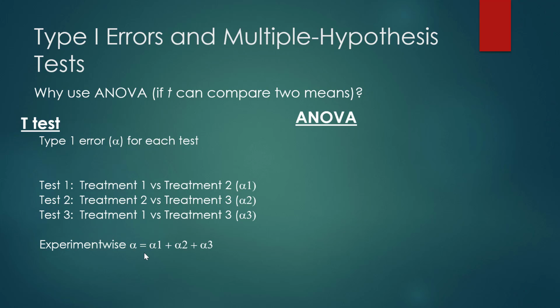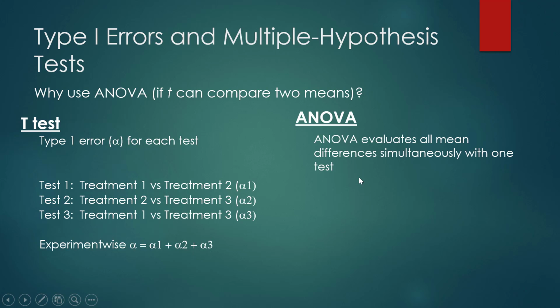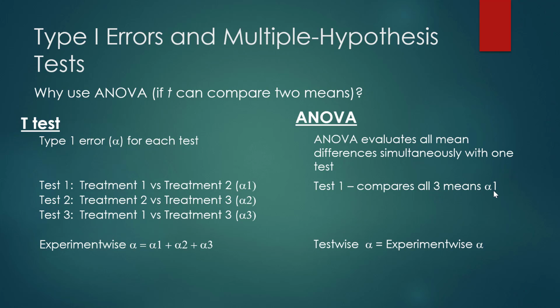An ANOVA evaluates all the mean differences simultaneously with one test. So one test compares all three means, and we have one type 1 error rate. So test-wise alpha equals experiment-wise alpha. This is the test-wise alpha, and because we only have one, it doesn't change. That's what experiment-wise means, across the experiment, and test-wise means across the test. So the ANOVA avoids the problem of the inflated experiment-wise alpha.